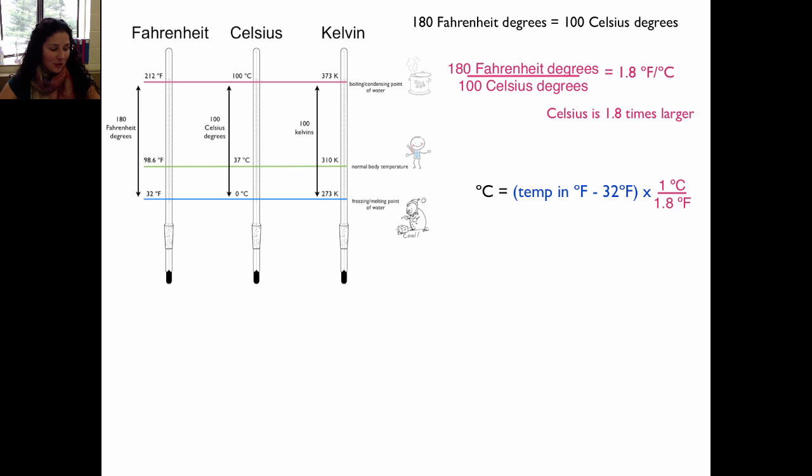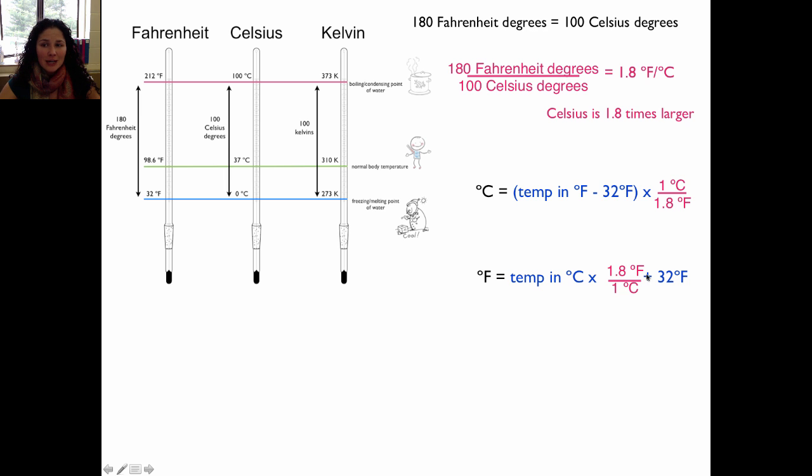Number 7 is asking you to write an equation to convert degrees Celsius to degrees Fahrenheit. Or in other words, if you were given a temperature in degrees Celsius, how would you get that temperature into degrees Fahrenheit? Degrees Fahrenheit is going to be equal to the temperature in Celsius. You'll have to convert it to degrees Fahrenheit units and then add 32. This is the formula that you should put in number 7.